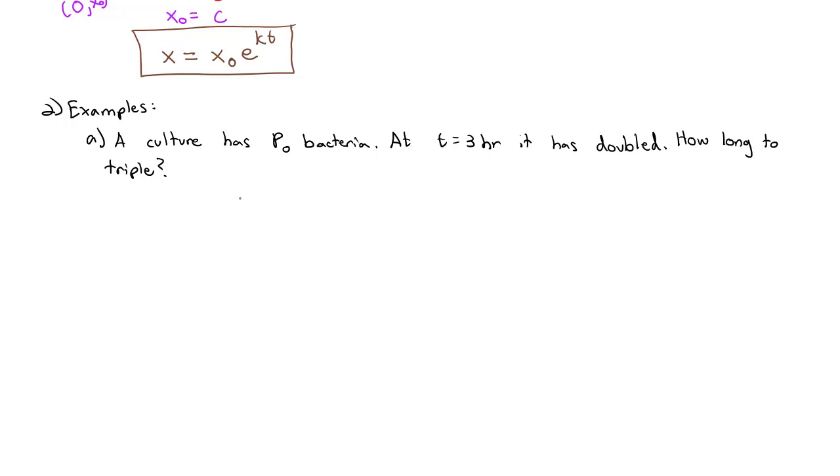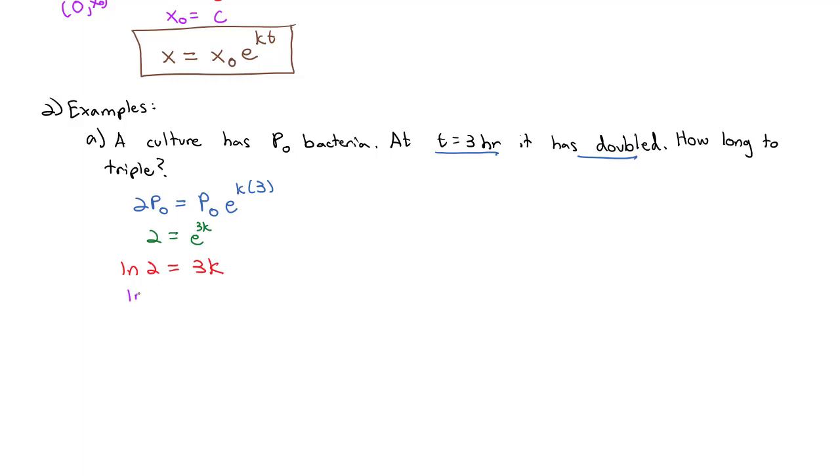Well, first, looking at the fact that at time 3 it has doubled, doubled would be 2 times the initial population, is equal to x naught, which is the initial population, e to the k times time. Well, time is 3 hours. This gives us an equation with one unknown, k, that we can solve in order to determine the constant so that we can answer the real question. First, dividing both sides by P naught gives us 2 equals e to the k times 3. Taking the natural log of both sides, the natural log of 2 would be equal to 3k.